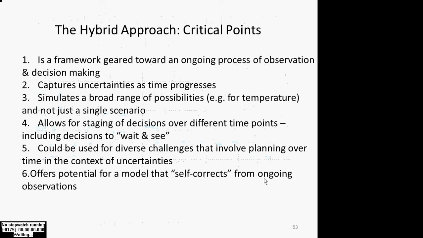So, a few points I want you to take away from this lecture. I've presented a lot. This type of framework is geared to an ongoing process of observation and decision-making. It captures uncertainty as time progresses. It simulates a broad range of possibilities for temperature, not just a single scenario, and allows for staging of decisions over time. Incremental choosing over time rather than choosing upfront what we will do and sticking to it in some static way. It can be used for diverse challenges involving planning over time in the context of big uncertainties that affect the trade-off between choices. And it offers some hints for a type of model that will self-correct from observations, that will observe and make associated choices on how to proceed.